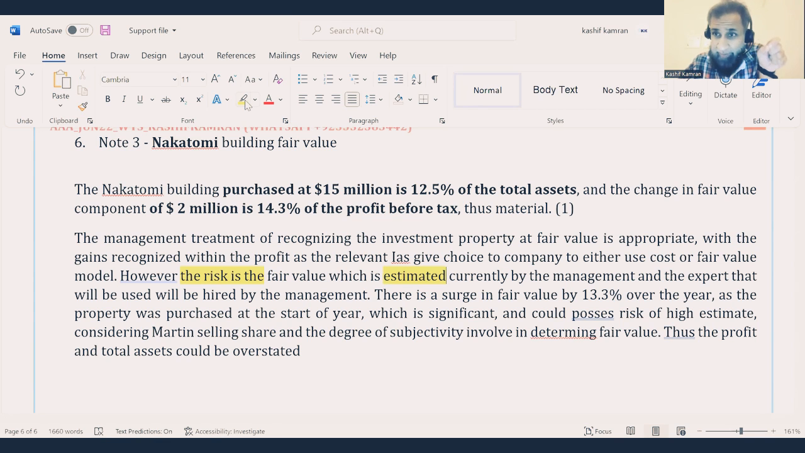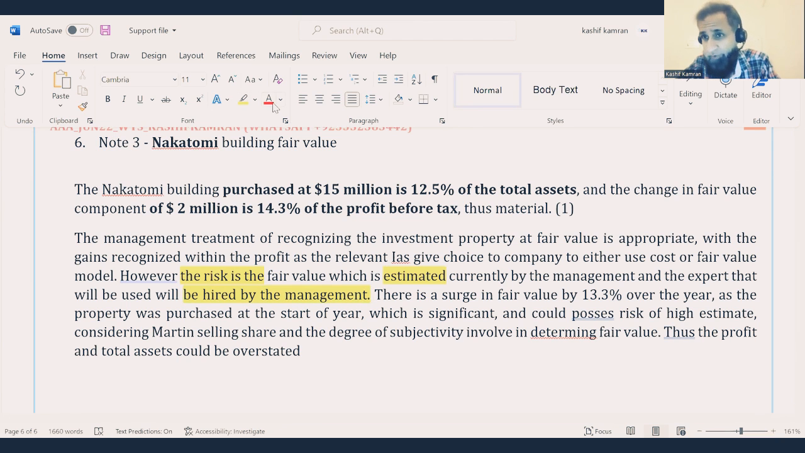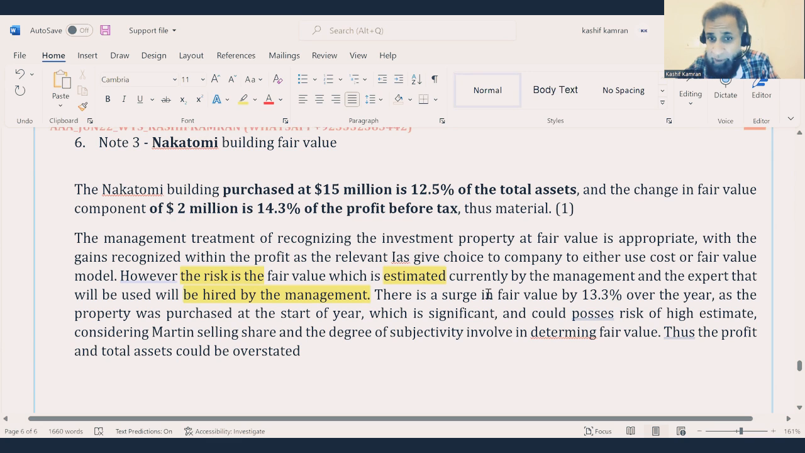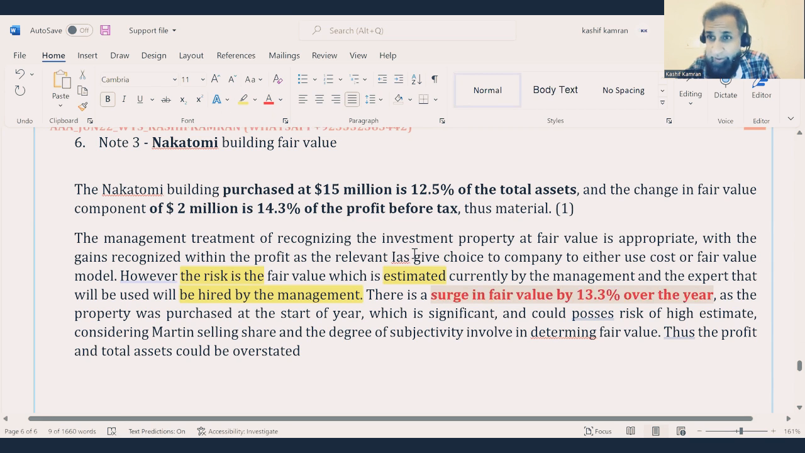Something judgmental is a significant audit risk, is estimated currently by the management, and the expert that will be used will be hired by the management. Even if the expert is used, the expert will be hired by the management. So it's one of the same thing. There is a surge in the fair value by 13.3%. Have I used a calculation?